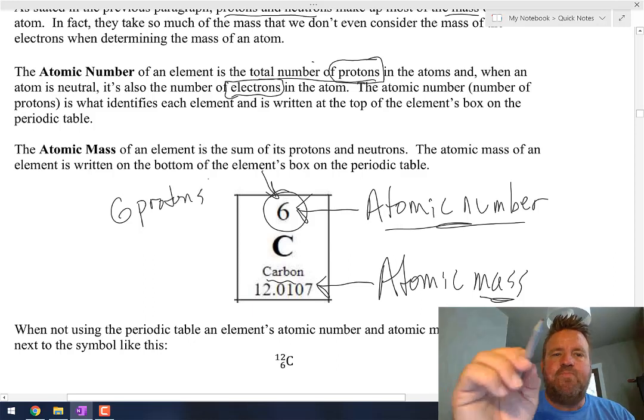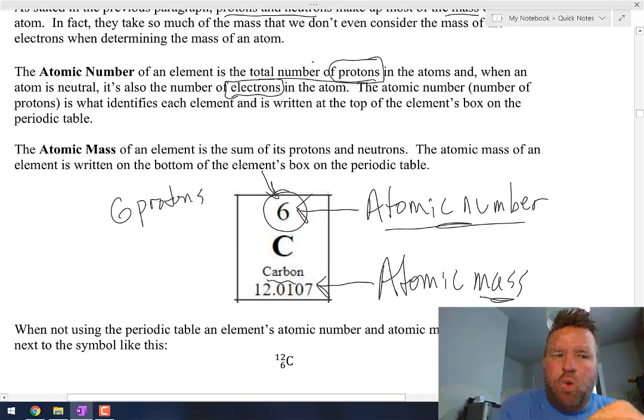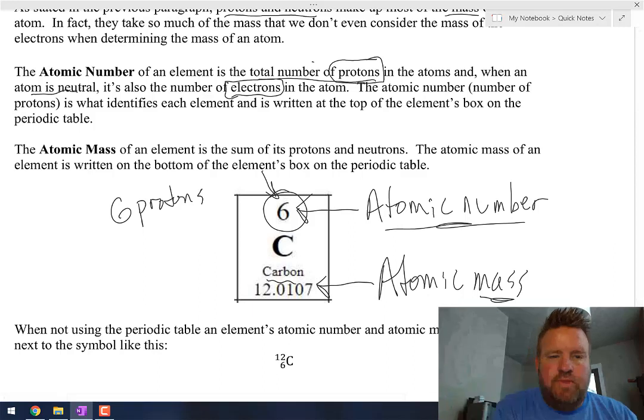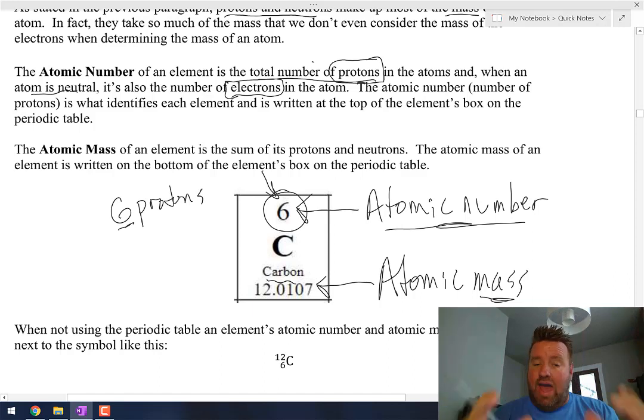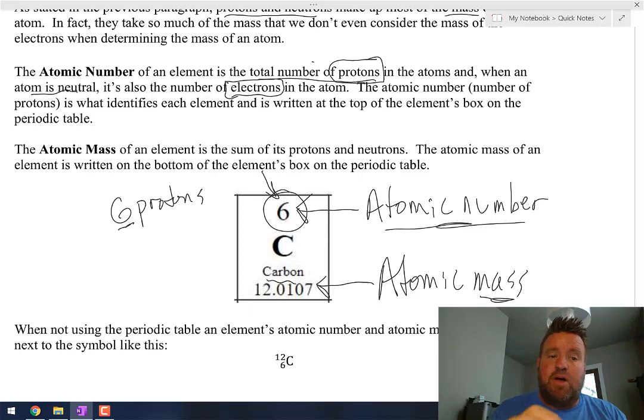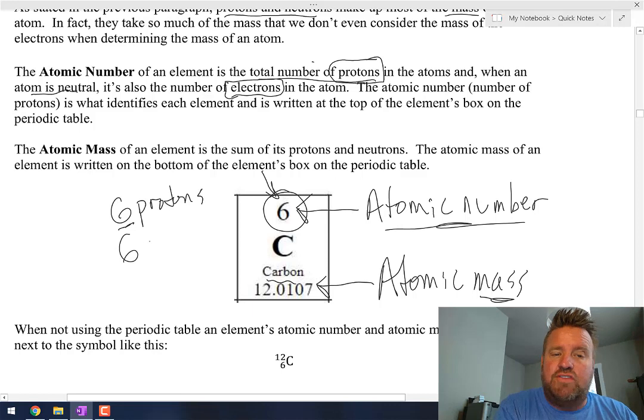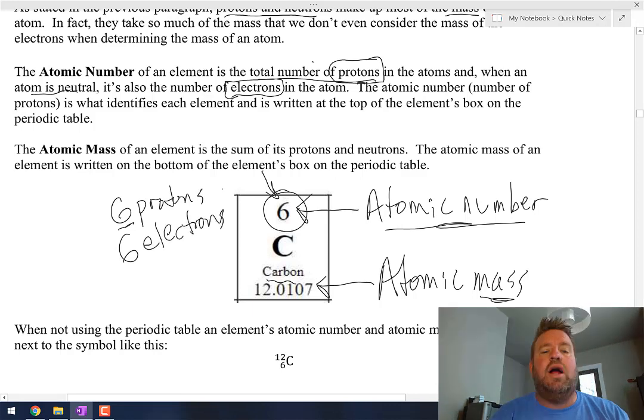Okay? Now, again, when an atom is neutral, sometimes it's not. We'll learn about that later on. So for right now, we're going to assume they're all neutral. Okay? So if there's 6 protons, that means there's 6 positive charges. And remember, the atom has to be neutral. So if there's 6 positive charges, there also have to be 6 negative charges. So that means there's also 6 electrons in that atom.